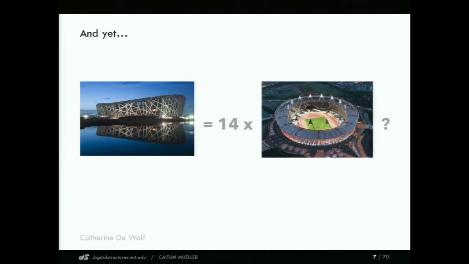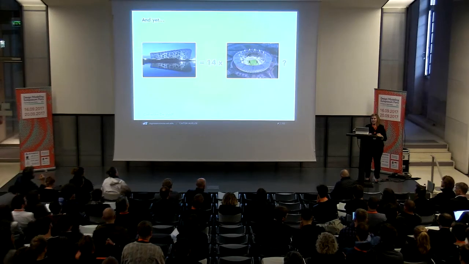I think those of us who recognize the world we live in know that we're in a world of limited resources, where global climate change is causing more and more issues for everyone, and the amount of energy and materials that we use in buildings plays a significant role in this. This is from a colleague of mine, Catherine DeWolf, whose research shows that the Beijing Olympic Stadium uses 14 times the embodied carbon per seat as the London Olympic Stadium. 14 times, that's pretty significant.